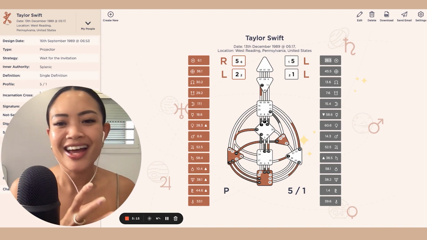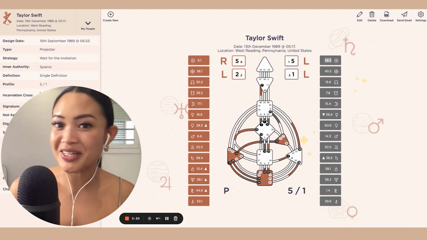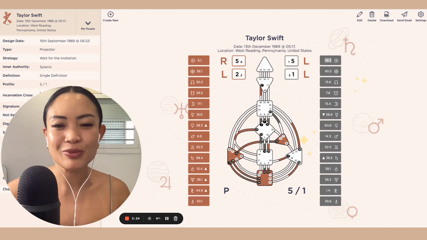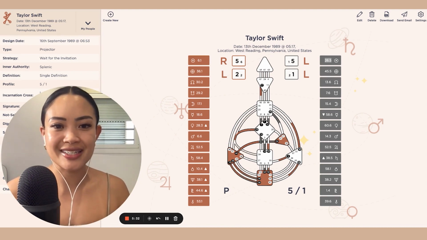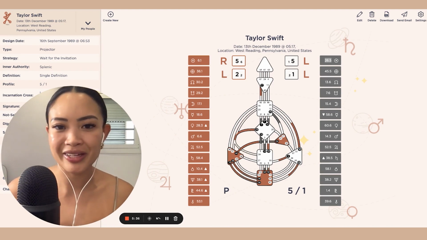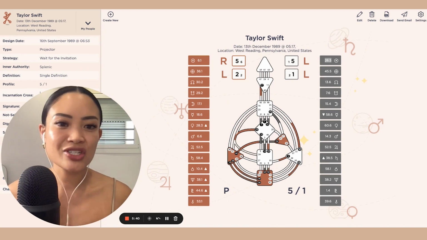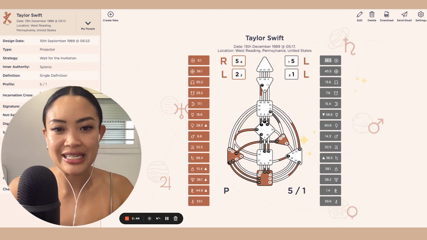But anyways, from a romantic standpoint, it also does make sense, in my opinion, because it may make it easier for someone with single definition to walk away from a relationship if they realize it's not working for them anymore, because they don't necessarily need to settle, right? And we've seen Taylor Swift in the public eye, especially with her relationships. She seems like she's not someone who will just settle for a relationship because she needs it.